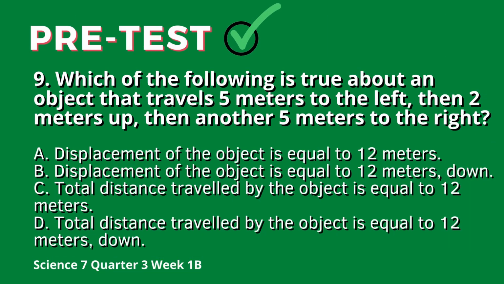9. Which of the following is true about an object that travels 5 meters to the left, then 2 meters up, then another 5 meters to the right? A. Displacement of the object is equal to 12 meters. B. Displacement of the object is equal to 12 meters down. C. Total distance traveled by the object is equal to 12 meters. D. Total distance traveled by the object is equal to 12 meters down.